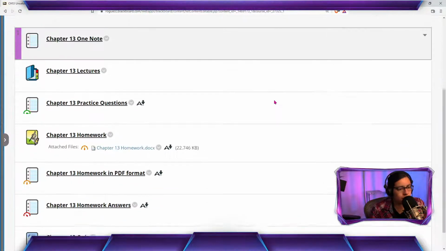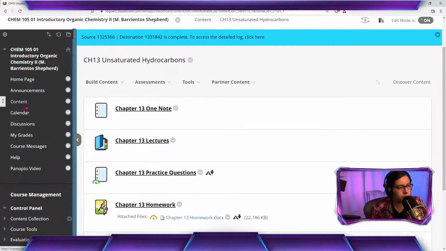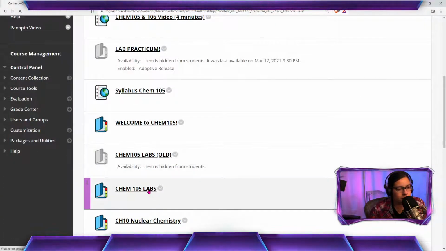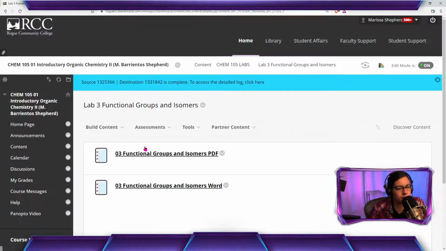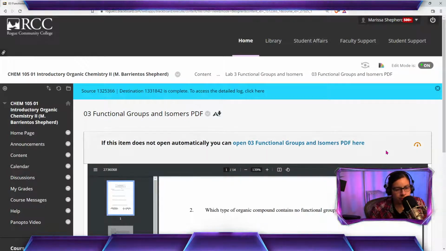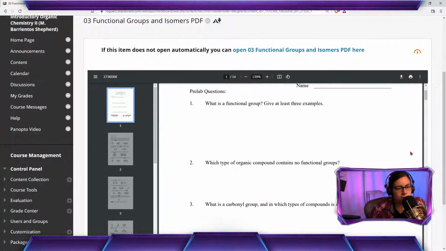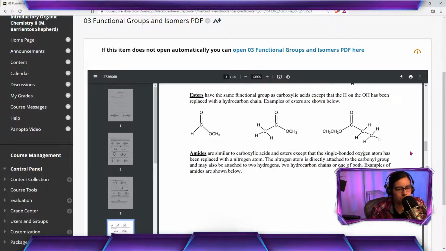It should track along nicely with what we're doing right now with our functional groups and just getting into our alkanes. So it's under here, in the Chem 105 labs. Now we have lab 3 open. I'm going to open the PDF. There's no video for this, but it should be fairly self-explanatory. It kind of walks you through.